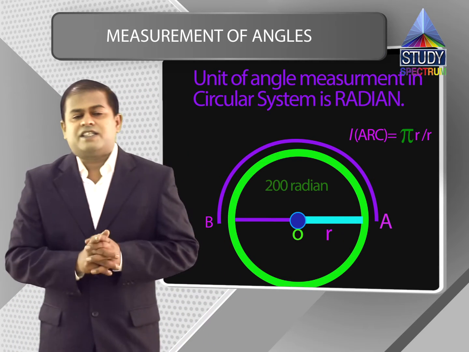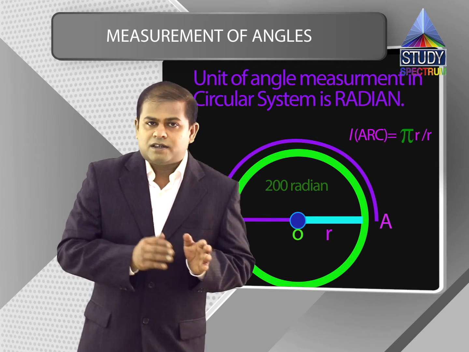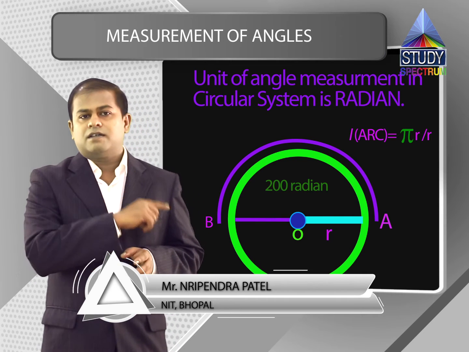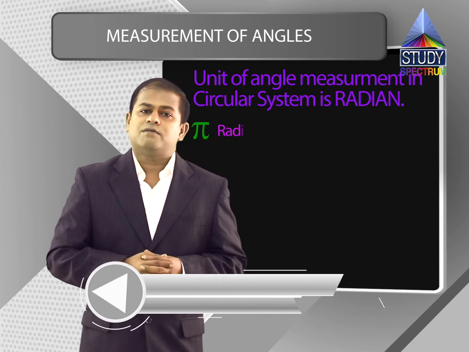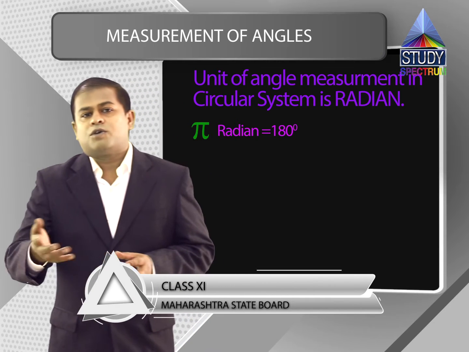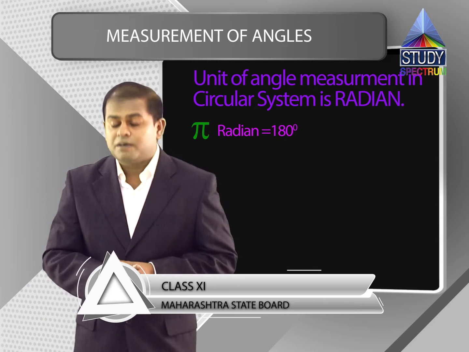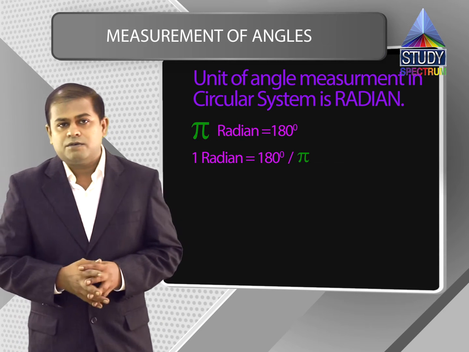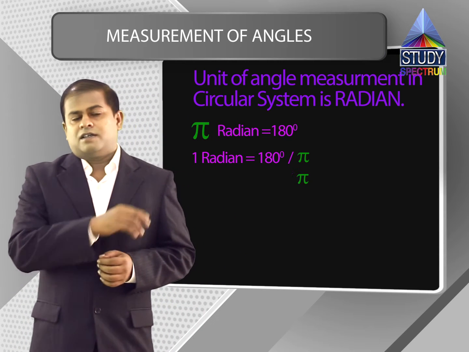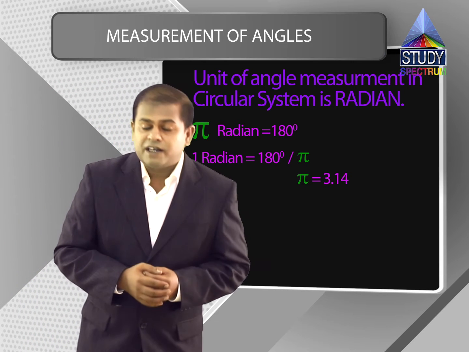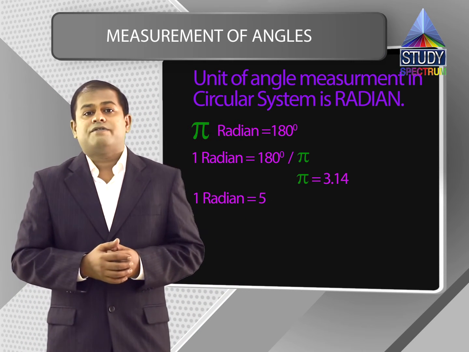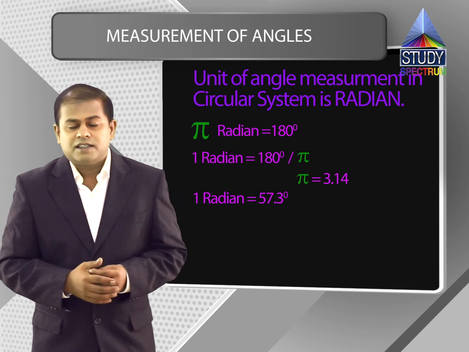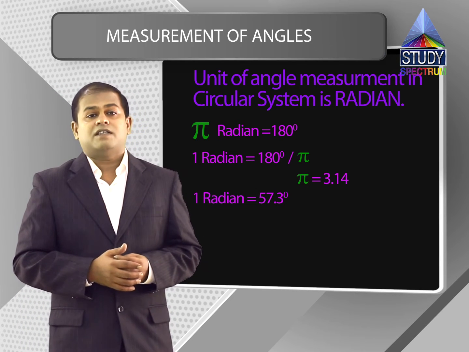Now let's check the conversion. From now onwards, I know pi radian is equal to 180 degrees. So what is 1 radian? 1 radian is 180 by pi degrees. Now the value of pi is approximately 3.14. If you substitute that value and measure in decimals, you'll see 1 radian is approximately equal to 57.3 degrees. Not accurate, it's an approximate measure. So 1 radian is approximately equal to 57.3 degrees.